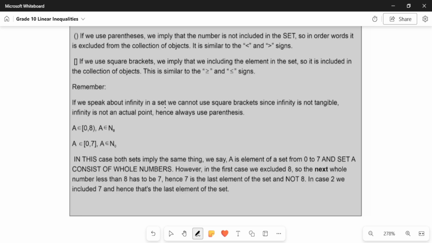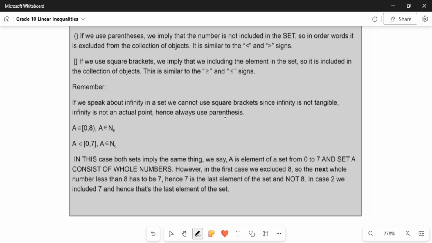Right, just one more thing to bring to your attention. Let's say we want to talk about infinity. Let's say that a set has infinity in it. Then you cannot use square brackets. Since infinity is not tangible, no one has actually ever got to that actual point of infinity. We just say that it's far to the right, or negative infinity is far to the left. Hence we'll use the parentheses.